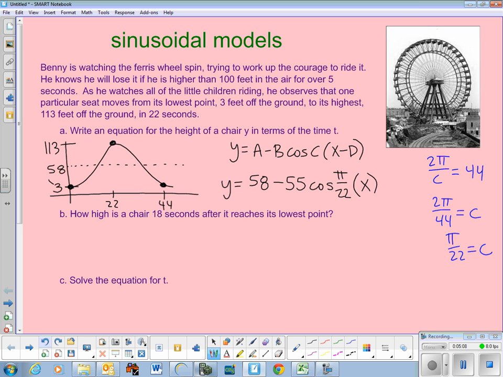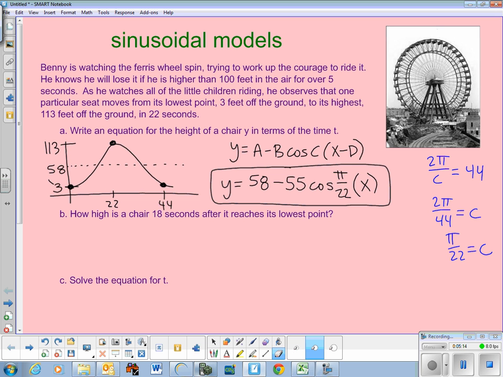All right, so here's our equation, y in terms of x. What this equation will give us is any time period, and actually I think I asked for t in the question, so let me make that a t. So y in terms of t, it could be x, but t just makes it stand for time a little bit more clearly. How high is a chair 18 seconds after it reaches its lowest point? This is the straightforward plug-in.